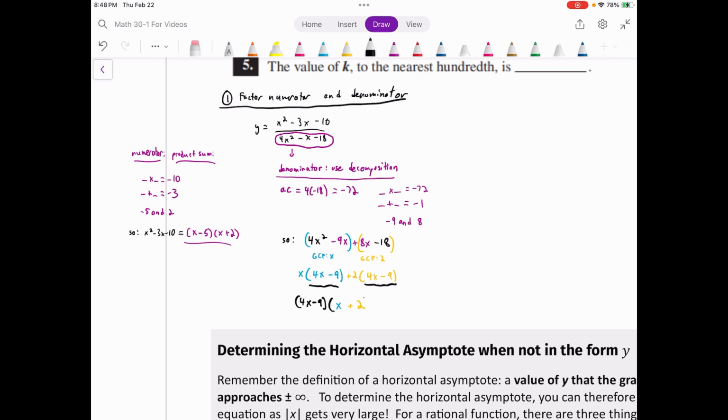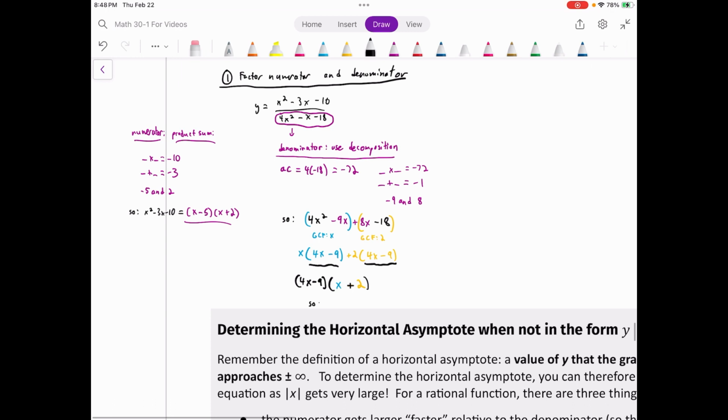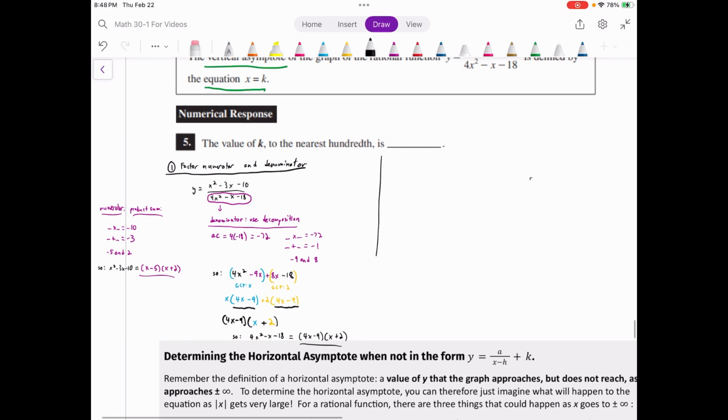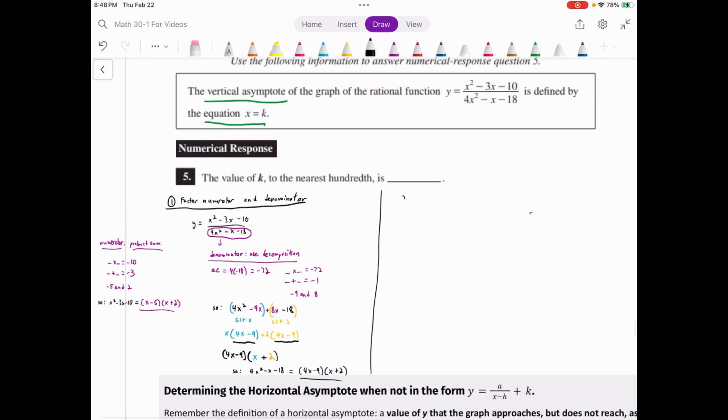So it looks like our two factors are 4x minus 9 and x plus 2. And there we go, we factored it. So our denominator, 4x squared minus x minus 18, really just equals 4x minus 9 times x plus 2. We've now factored the numerator and the denominator. So really all that's left to do is write this out in its factored form and see if we can find the factor that tells us the vertical asymptote. Because don't forget, that's what we're trying to find, the vertical asymptote.